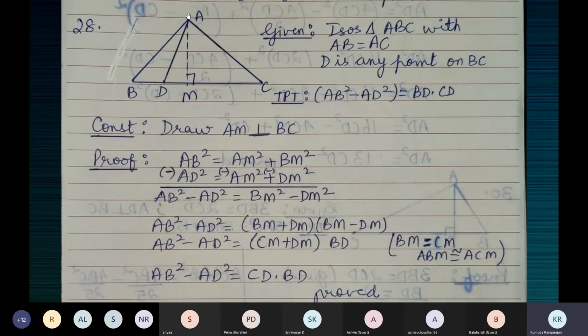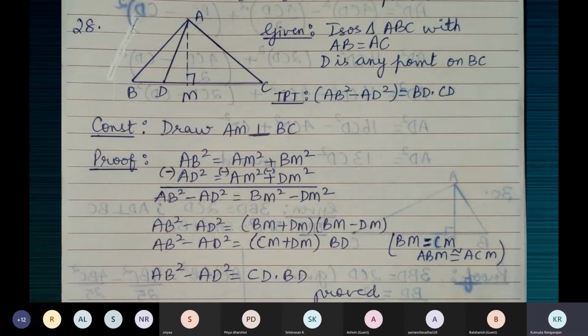All right. So where do we have AB square? AB square from right triangle ABM. AB square is equal to AM square plus BM square. ABM is the right triangle. ABD is a triangle. It's not a right triangle. You cannot use ABD. ABM, right triangle: AM square plus BM square.